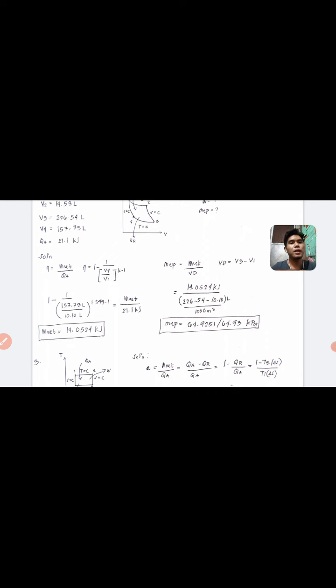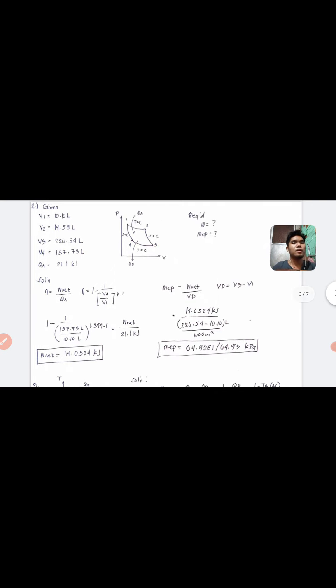Now let's go for the mean effective pressure. From the formula, mean effective pressure is equal to work net over the volume displacement. We can solve this using this formula because we have here our volume. As we all know, volume displacement is equal to the higher volume minus the lower volume.